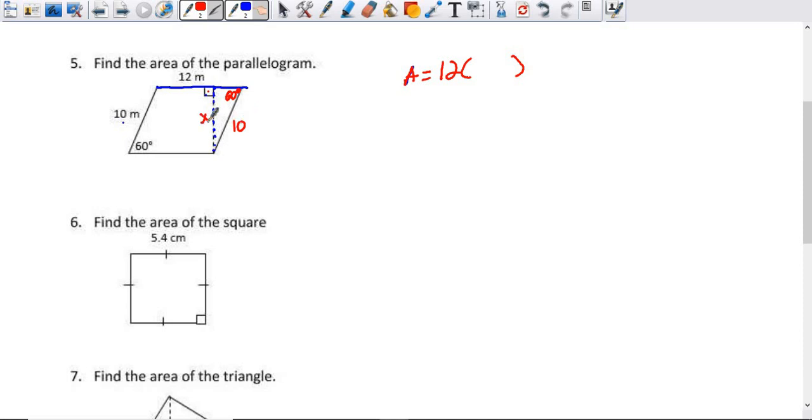So if we put x here, we're going to use sine again because we have an opposite and hypotenuse. So we're at the sine of 60 equals x over 10. Again, x is up high, so we multiply. So we take 10 and multiply it by the sine of 60. When we do that, we get 8.7 when we round to the nearest tenth. So that's what's going to go in for part of our area. When we multiply those two things, we get 104.4 units squared. You don't have to write out units every single time. You can just do U. We know what that means.